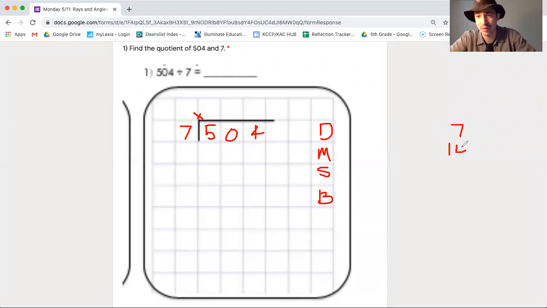7, 14, 21, 28, 35, 42, 49, 54. Wait, it's 54. No, 56. 56. I was going to say, because that's not 63. Hold on. 56. Told you I wasn't that good at my sevens. 63, 70. Now I have all these written down. That's going to really help me with my multiplication and division.